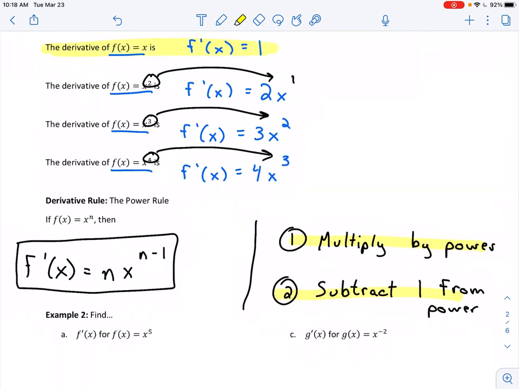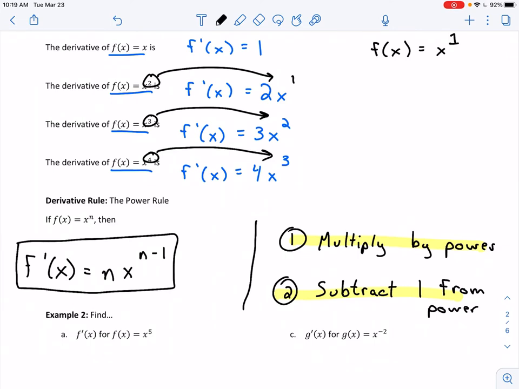Here it says, well, the derivative of f of x equals x is 1. Why is that the case? Well, the power on that x, if we're working with f of x equals x, even though there's not a 1 written, the power there is really 1. So we're really working with f of x equals x to the first power.